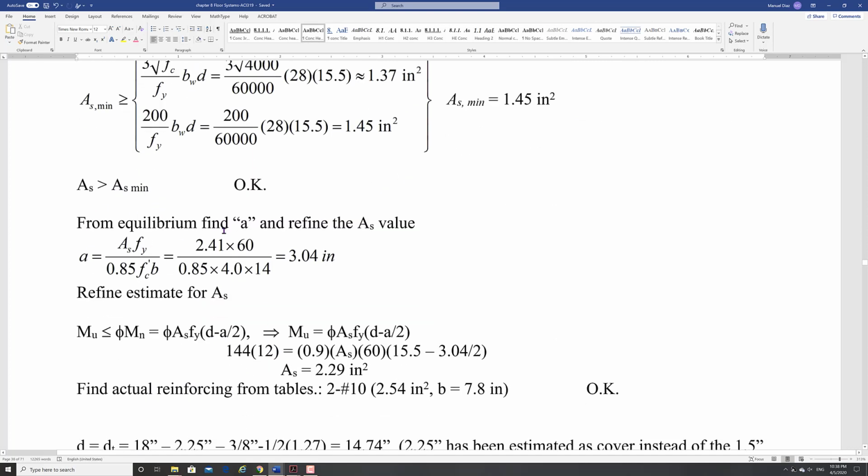Okay, from equilibrium now, using my 2.41, I will find my a value. But notice now I use 14.